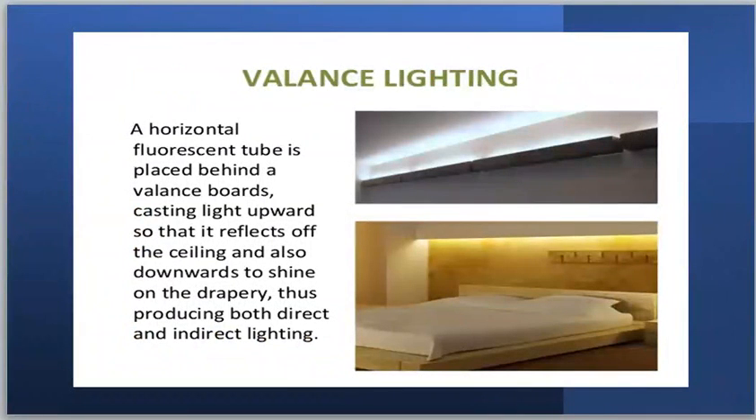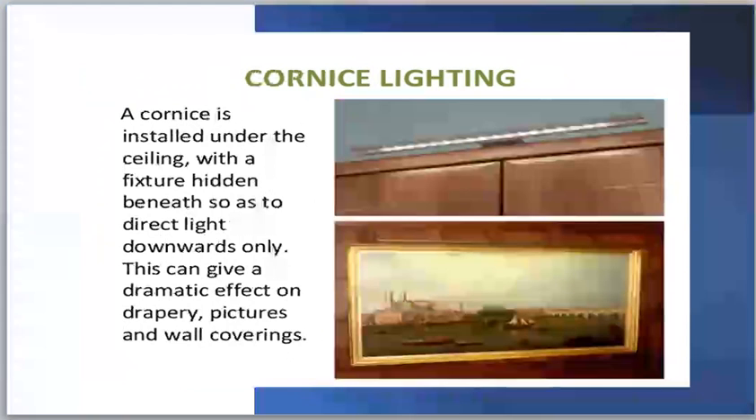Valance lighting. A horizontal fluorescent tube is placed behind a valance board, casting light upward so that it reflects off the ceiling and also downwards to shine on the drapery, thus producing both direct and indirect lighting. Cornice lighting. A cornice is installed under the ceiling with a fixture hidden beneath so as to direct light downwards only. This can give a dramatic effect on the drapery, pictures, and wall covering.